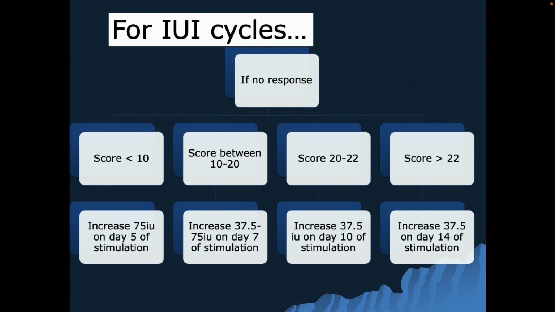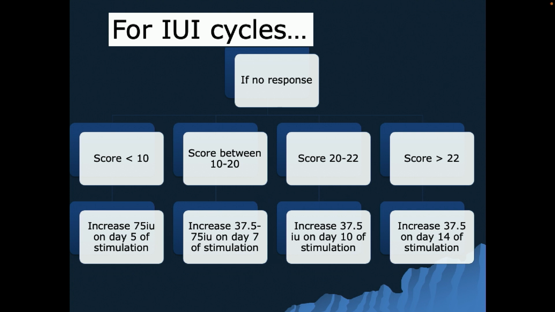Less than 10 means low AFC, low volume, high RI, low PSV, increased age and increased BMI. That means poor reserve, poor responding patient. In those cases, add 75 international units of RFSH on the same days. These doses are all RFSH.